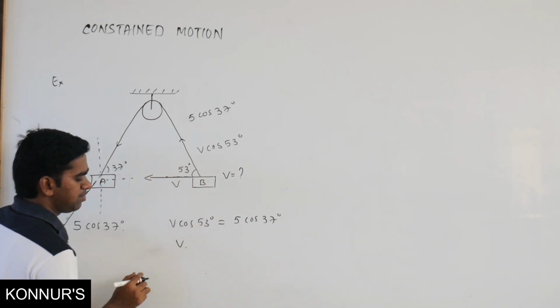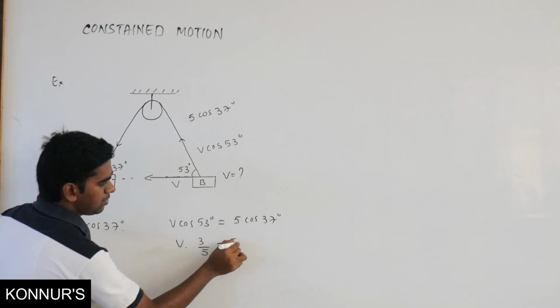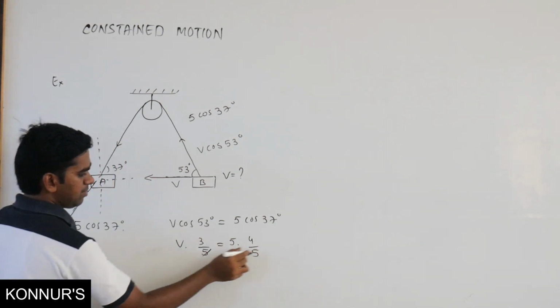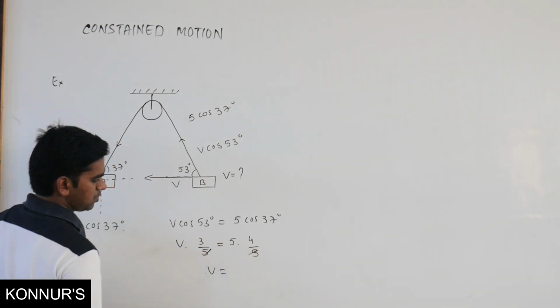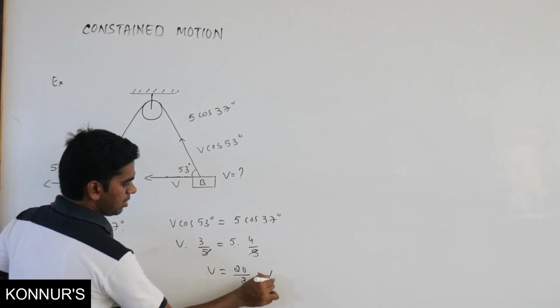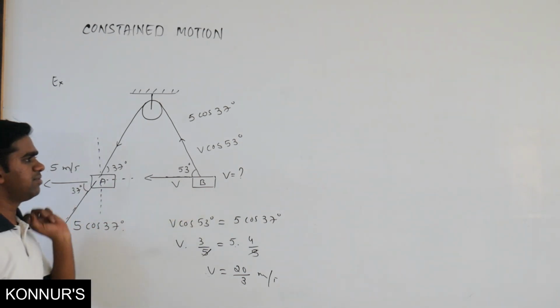What is cos 53? Cos 53 is 3 by 5. 5 into what is cos 37? It is 4 by 5. Okay, so what will happen? 5 will get cancelled. So V equals 5 into 4, that is 20 divided by 3 meter per second. This is how we can find the velocity of B.